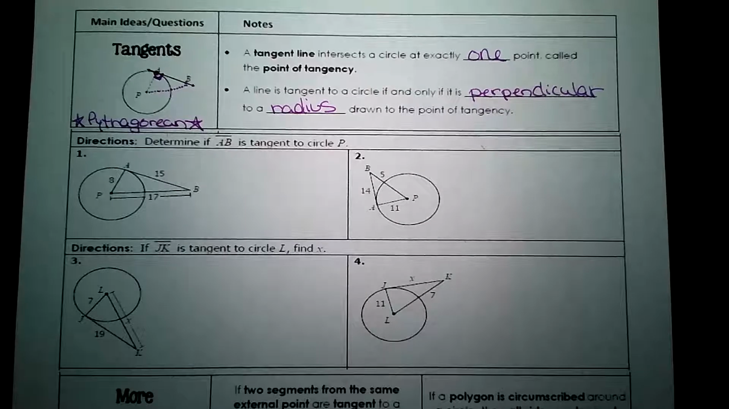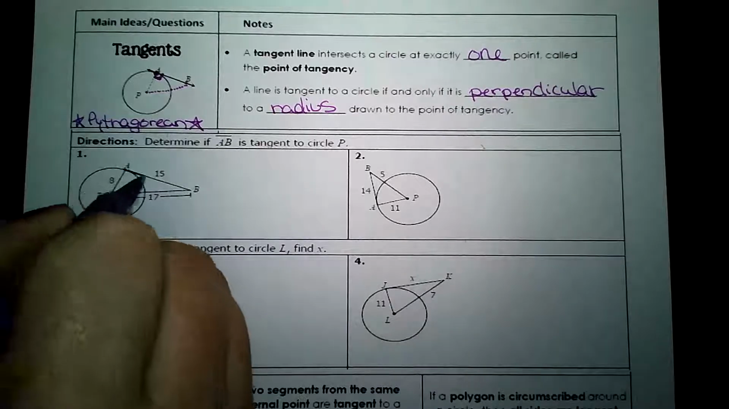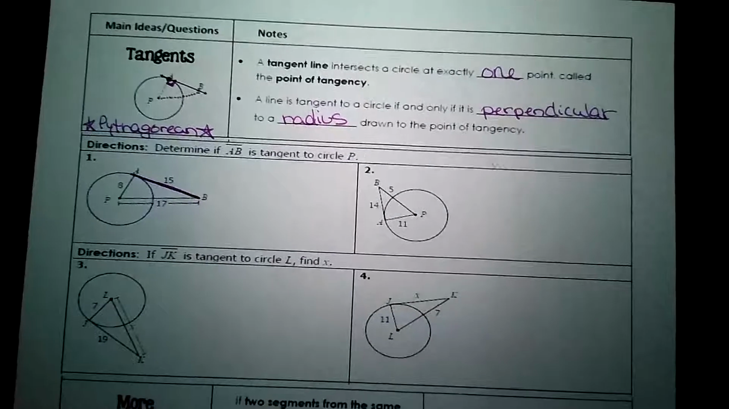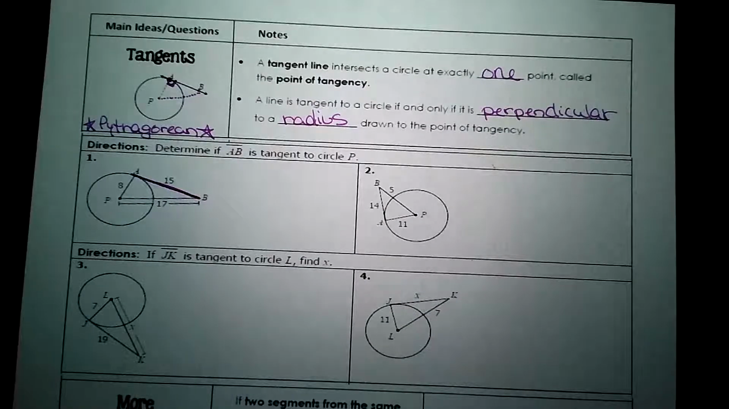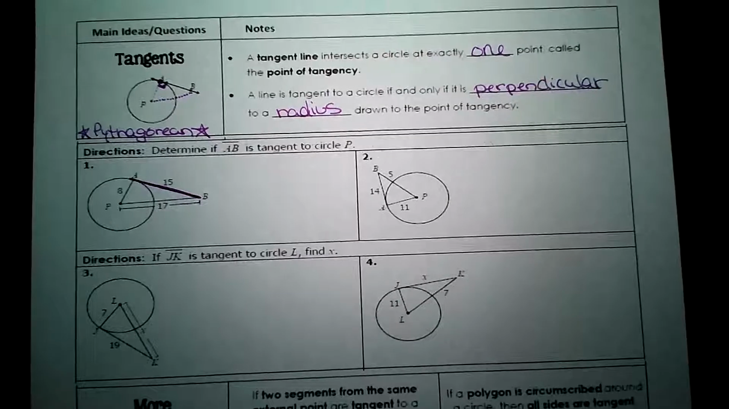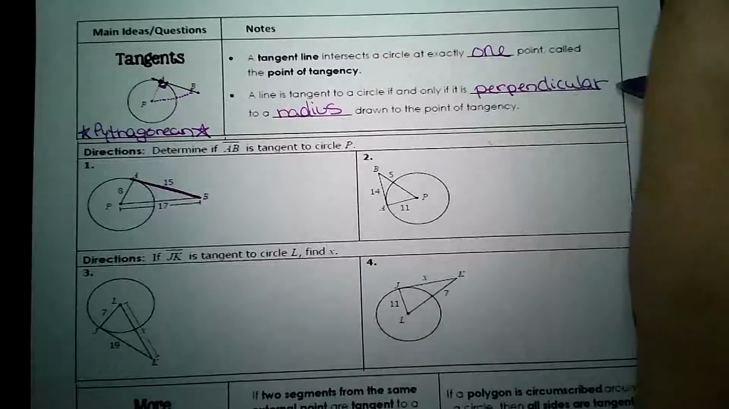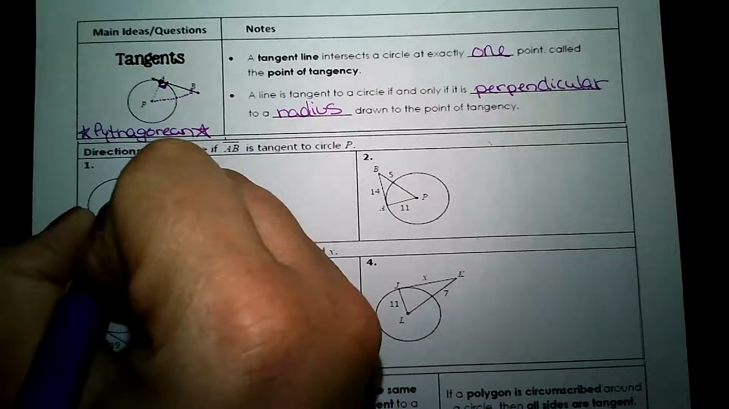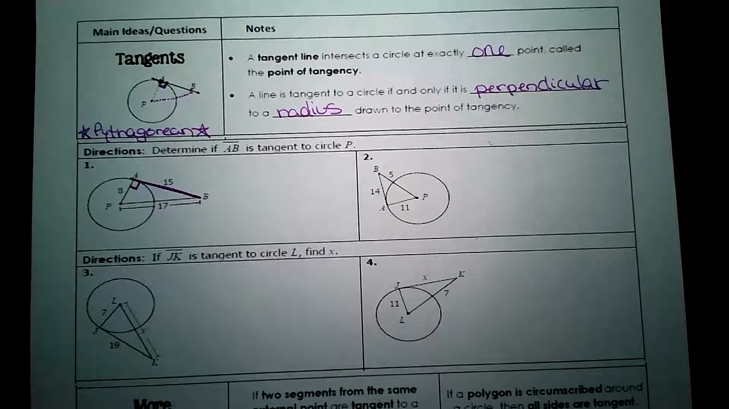All right, the first set of directions says for us to determine if AB is tangent to circle P. So the question is, is this a tangent line? Is AB a tangent line? Now, we can't go on just the picture. Of course, we've got to use some math here. Well, if it's a tangent line, then it's going to have a perpendicular relationship with the radius, which means it's going to form a right angle. Well, the only way for us to know if that's a right triangle is to use the Pythagorean theorem.